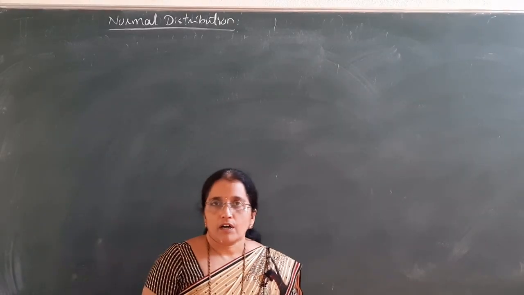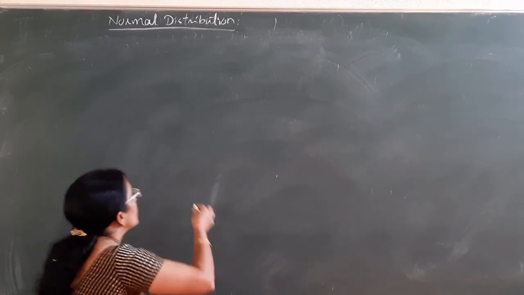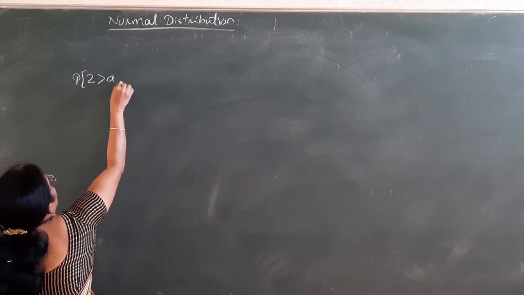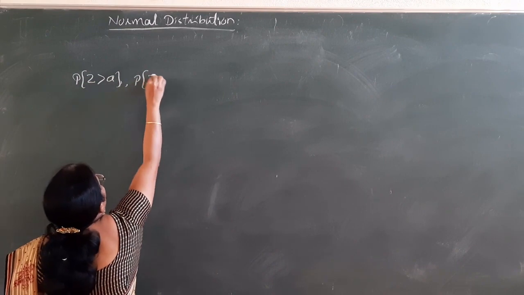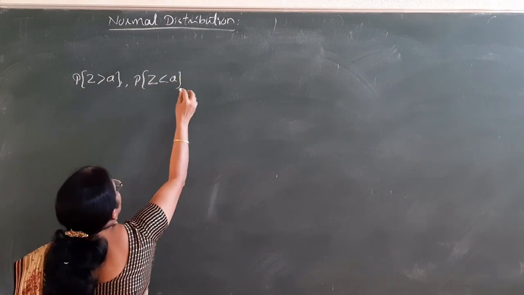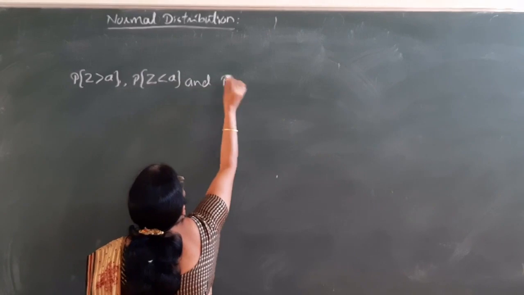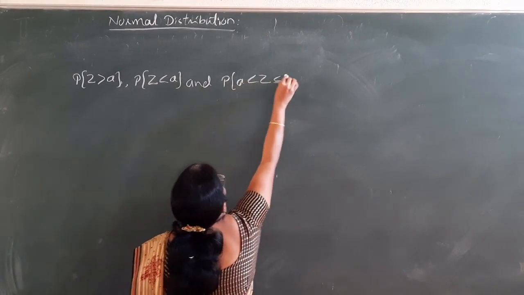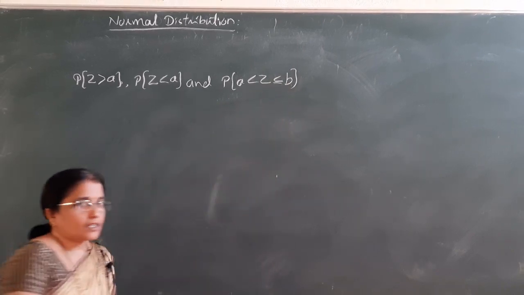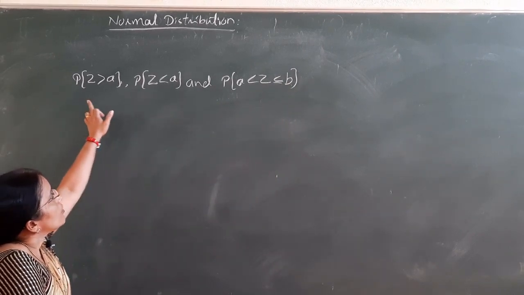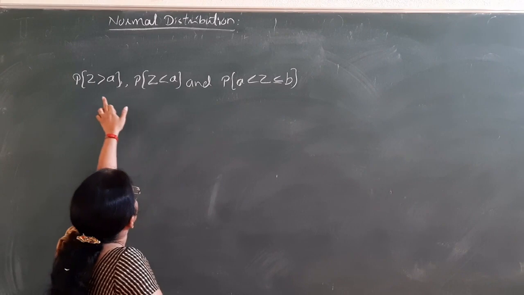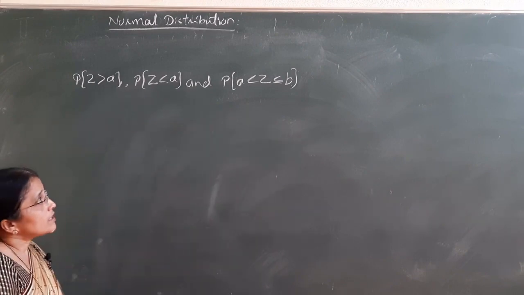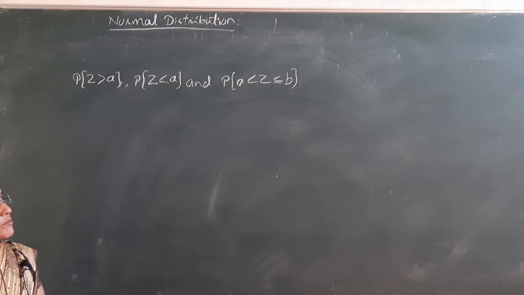Let us study first how to find probability of z is greater than a, probability of z is less than a, and probability of z lies between a and b. Here all the three factors given consider the standard normal distribution. Now first, how to represent those in terms of a curve.